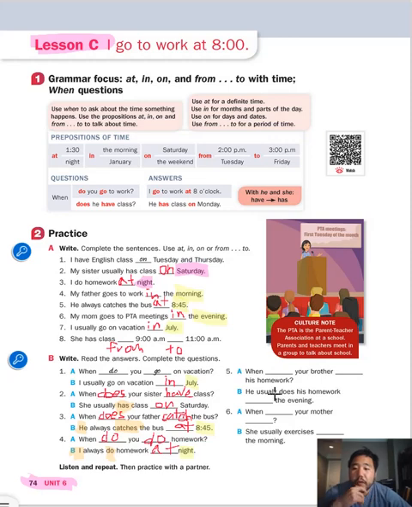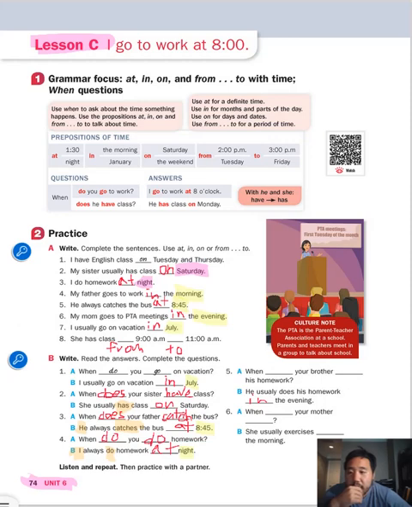Number 5, when blank your brother blank his homework. I'm gonna go a little bit faster now. And then he usually does his homework blank the evening. Since it's the evening, it's in the evening. And then he usually does his homework in the evening.